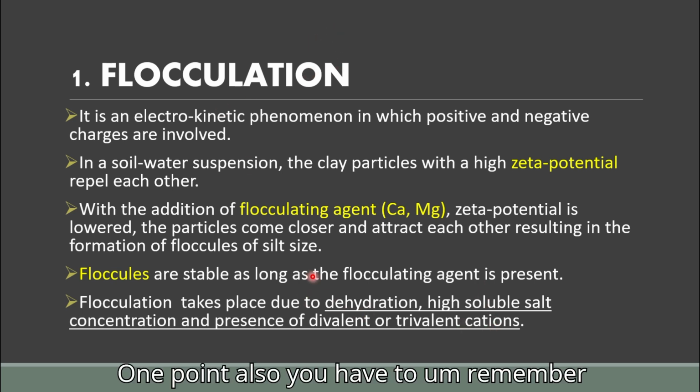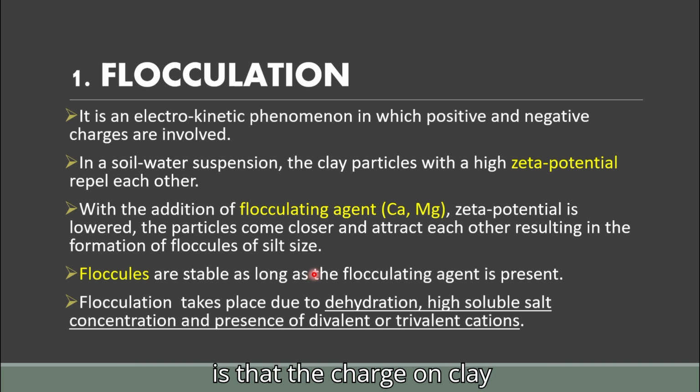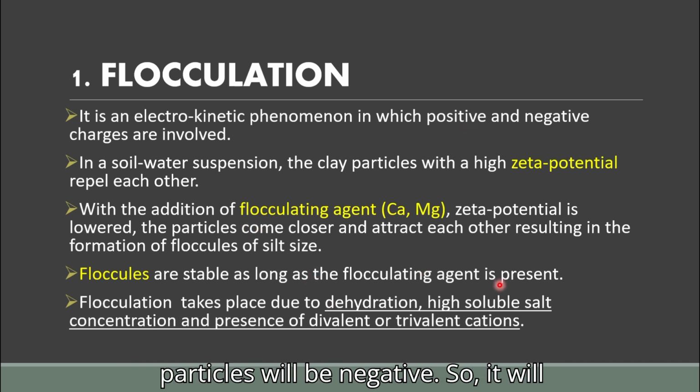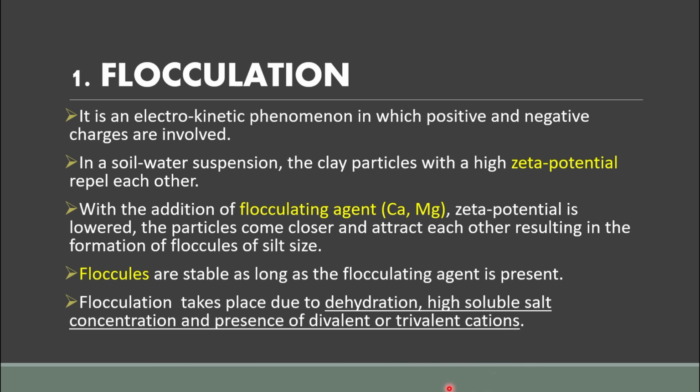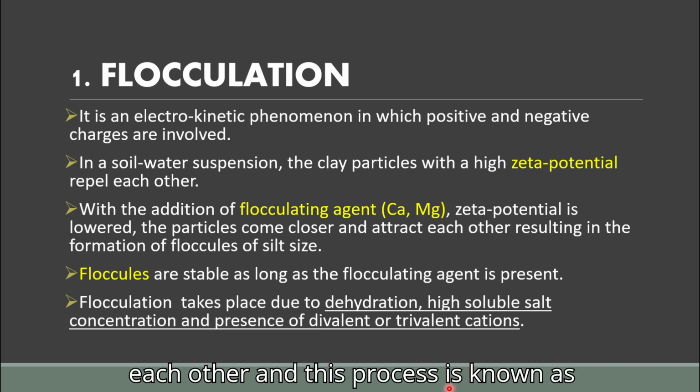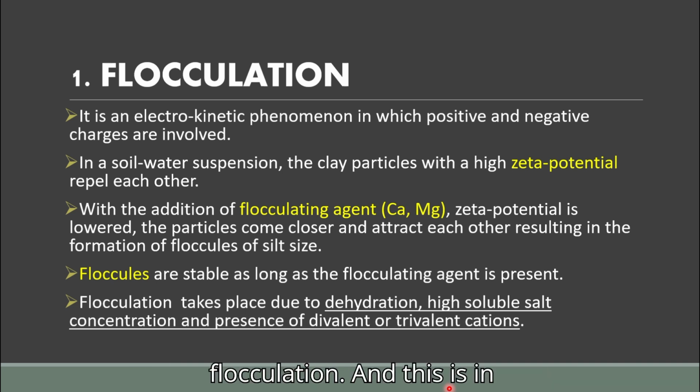One point you also have to remember is that the charge on clay particles is negative. So it will attract cations and water molecules. The water molecule is polar, so it will be attracted to clay. When these cations and water molecules link to the clay particles, they act as a bridge between the clay particles. When the soil becomes dry, this bridge will decrease. So clay particles will come close to each other, and this process is known as flocculation. And this is in simple words.